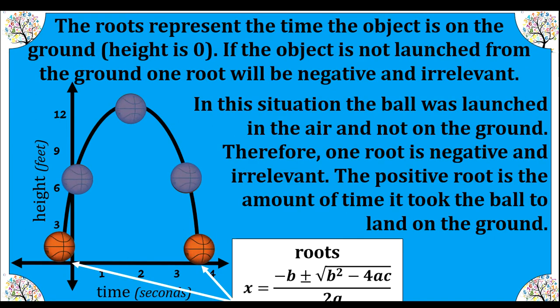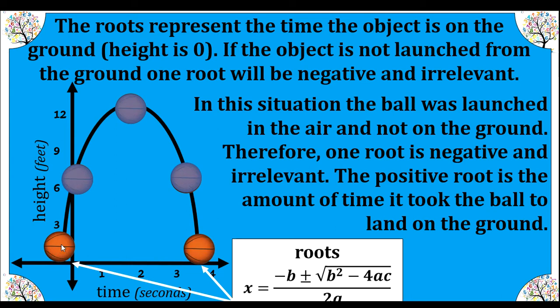Now let's talk about the roots. The roots are the x-intercepts. This is when the object is on the ground. In this situation, our first root you can see is negative. And remember, our x-axis represents time, so you really cannot have negative seconds. That does not make any sense. So this root is irrelevant.